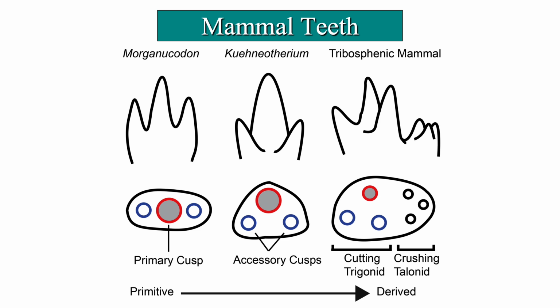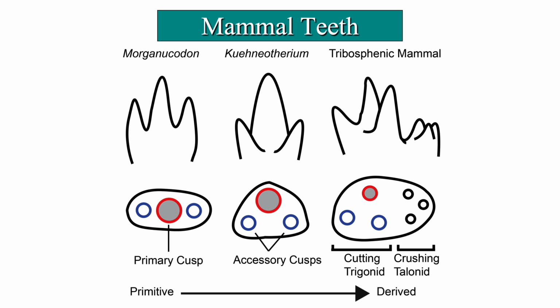And then eventually we replicate that entire package so that the modern mammal tooth has 2 sections to it. The molars have what is a cutting trigonid, so it's very similar to Kuehneotherium's tooth. 3 cusps all housed together.